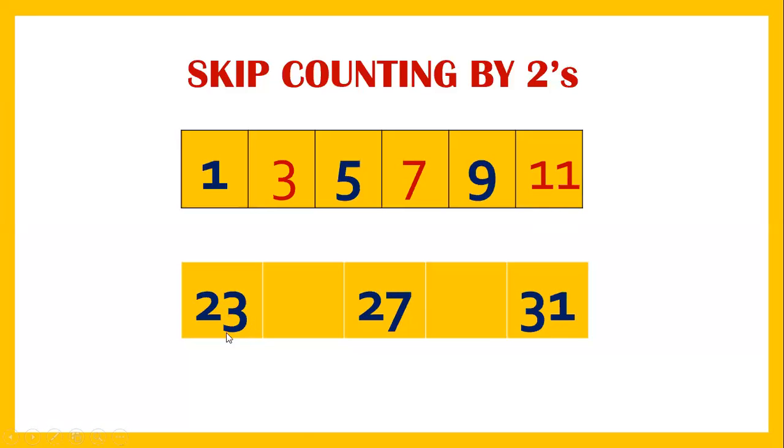How about the missing number in this box? We have 23, 27, and 31. The missing number is 25. Next to 25 is 27. Next to 27, it's 29. Okay, great. So that is all about skip counting by twos.